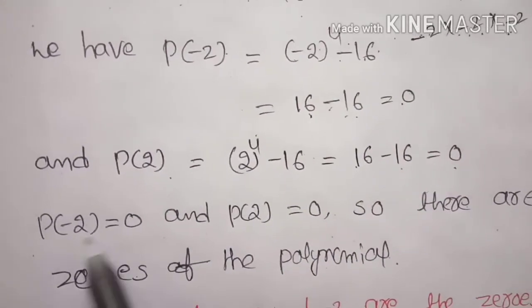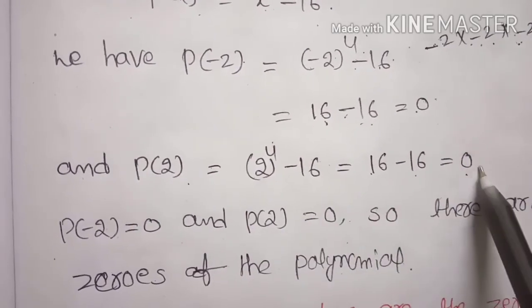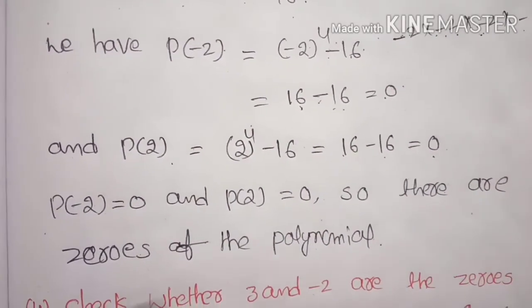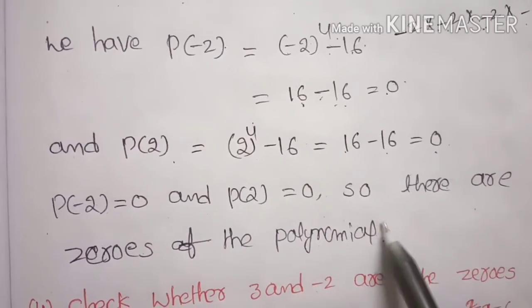Okay, then p of minus 2 means 0. Then p of 2 is equal to 0. So they are zeros of the polynomial.